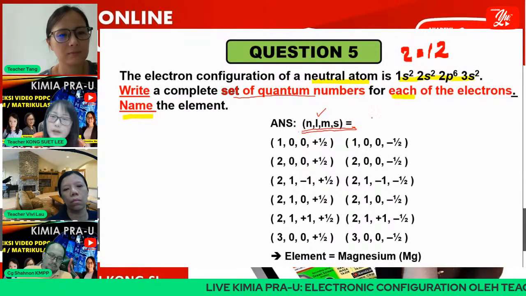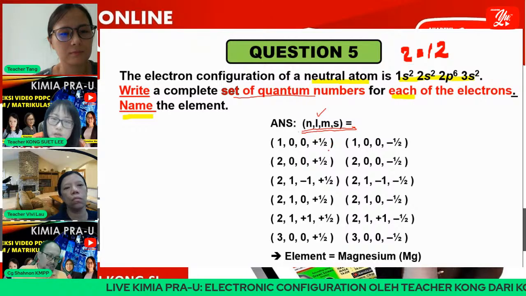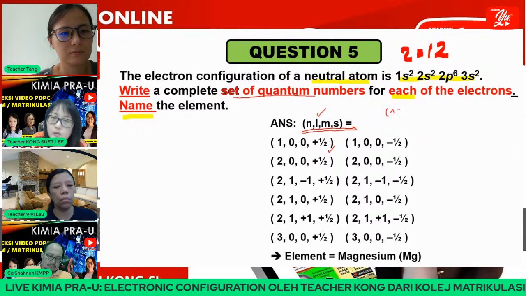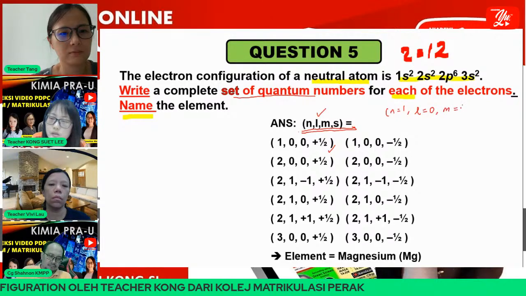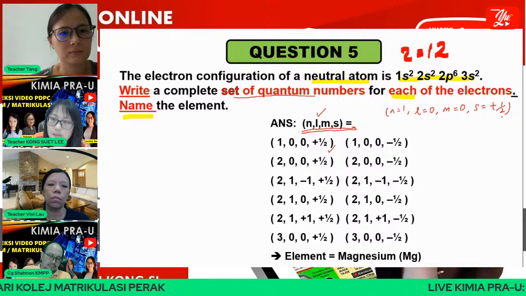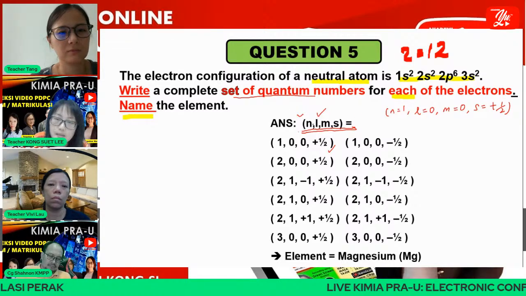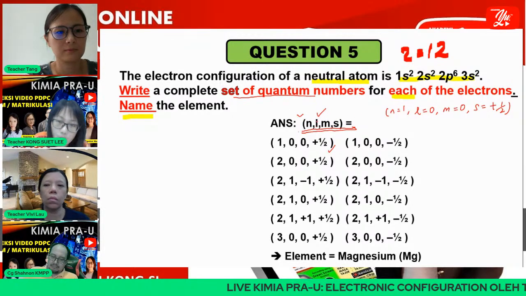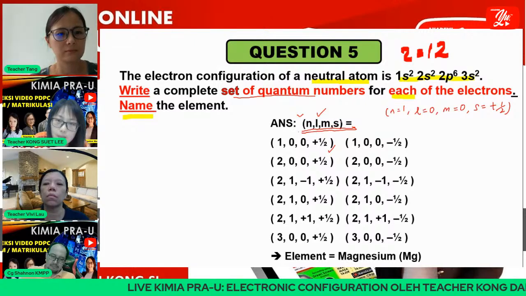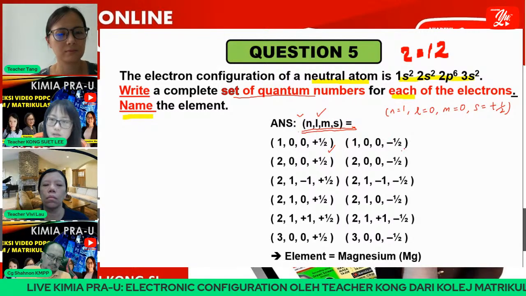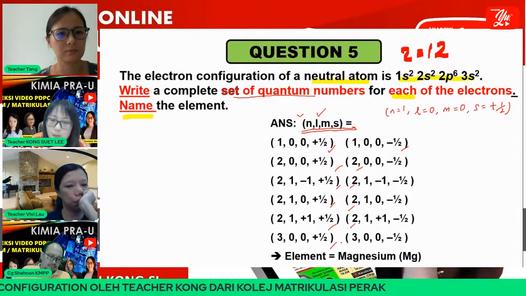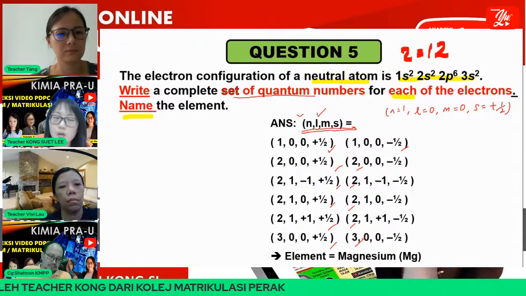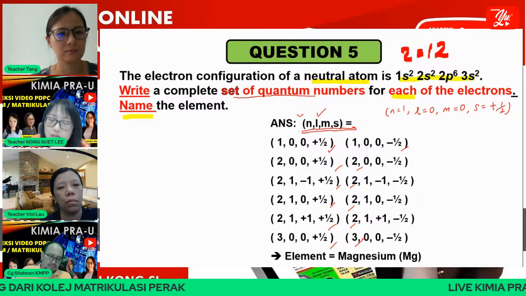For certain books, they will show it like this. I randomly chose the first electron. It will show n equal to 1, l equal to 0, m equal to 0, and then s equal to positive half. You can write the answer like this, also acceptable. Or you just state n, comma, l, comma, m, comma, s, and then bracket equal to. So first, second, third, fourth, fifth, sixth, 7, 8, 9, 10, 11, 12. So this is the set of quantum numbers of these 12 electrons.